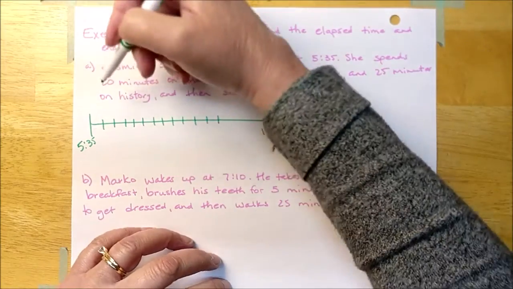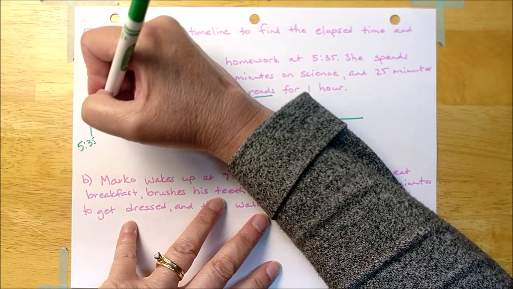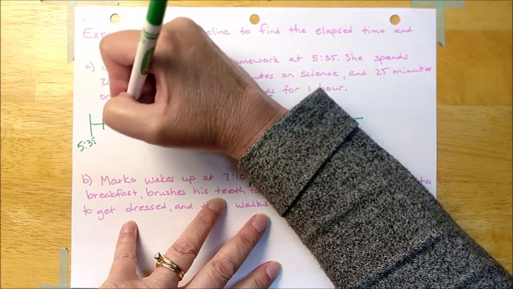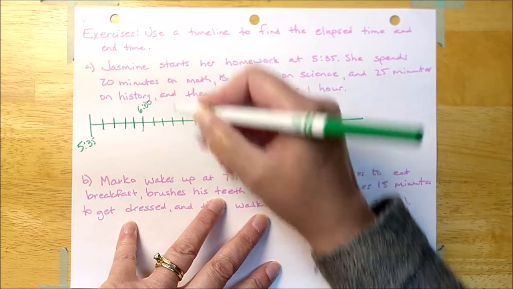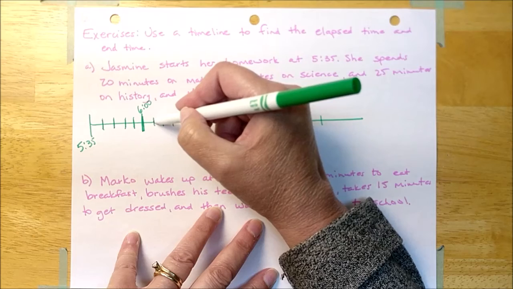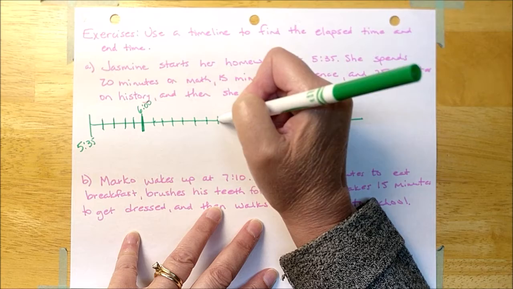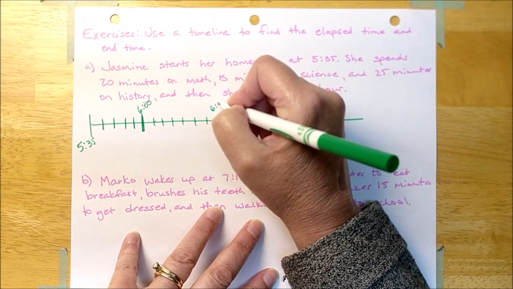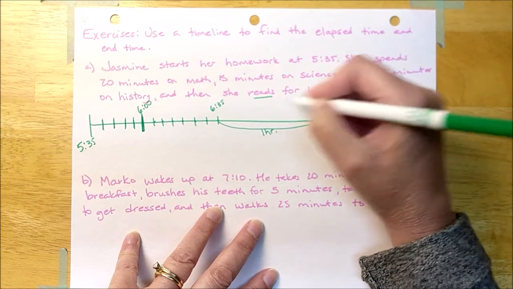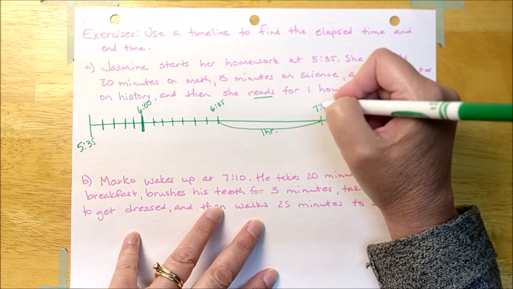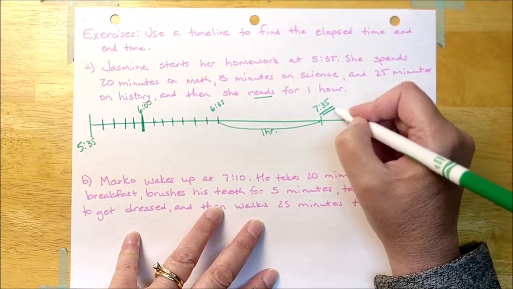So we're going to count our fives up and see when we can get to the first hour. So this would be 5:40, 5:45, 5:50, 5:55. This is 6 o'clock. So now that we know that's 6 o'clock, 6:05, 6:10, 6:15, 6:20, 6:25, 6:30, 6:35 is this time. And then she spends a whole hour reading. So we add an hour to 6:35. We're at 7:35. So she's done her homework at 7:35.